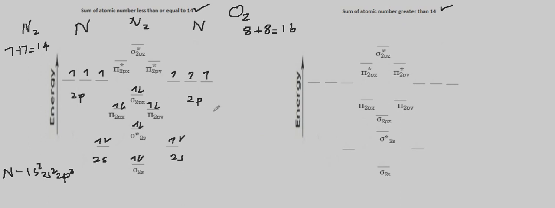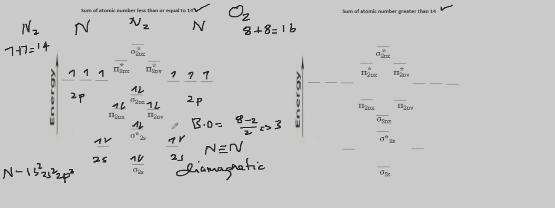So now we are going to calculate the bond order. So we know the formula, bond order is given by the number of bonding electrons minus the number of antibonding electrons, divided by 2. In this case it is 8 minus 2 divided by 2. So that equals 3. So it shows that between N and N in the nitrogen molecule it is a triple bond, and it is also diamagnetic in nature. I hope you can cite the reason, because there are no unpaired electrons.